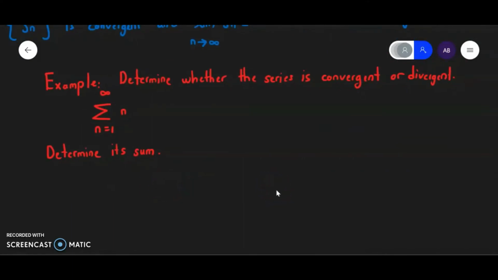So remember this is my an. This is a series of my an, right? Now what is Sn? We've got to find the partial sum. In order to find whether the series is convergent or divergent, you need to find the partial sum. The partial sum is written as the summation from i equals 1 to n of i. So from an infinite series, you're going to find the sum up to n terms here, which is called the finite series.